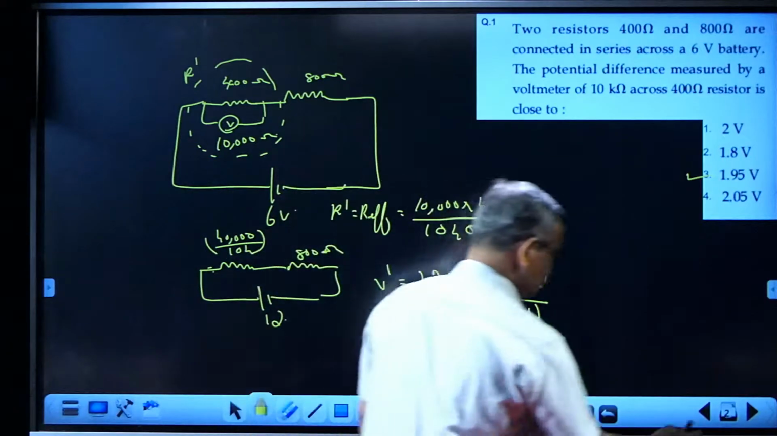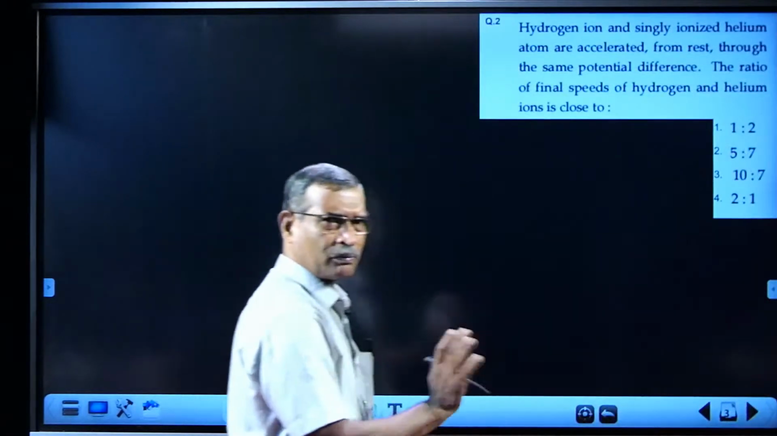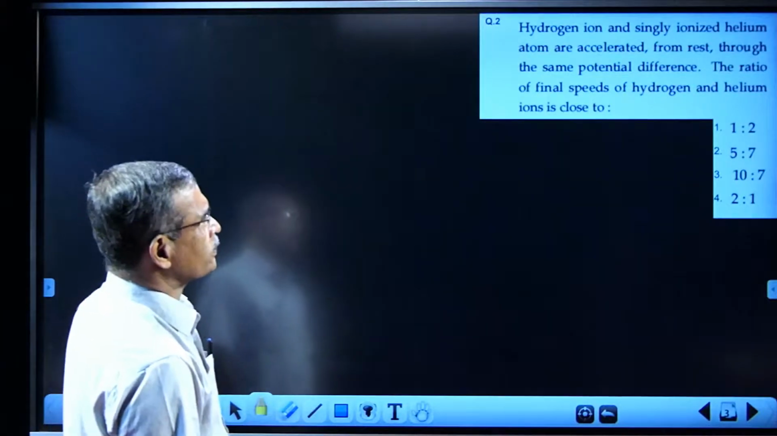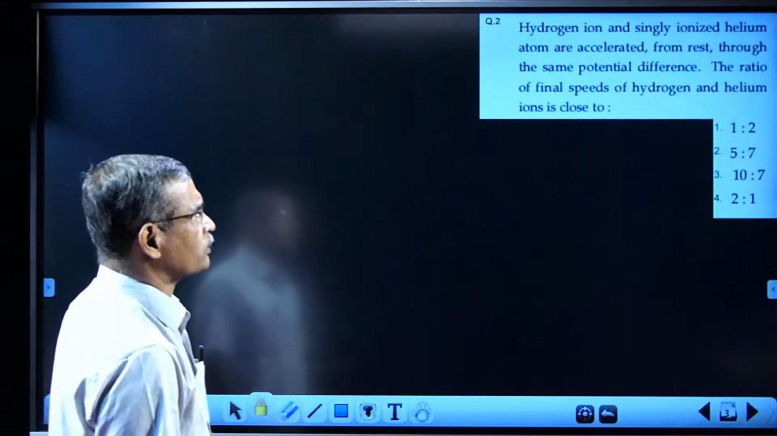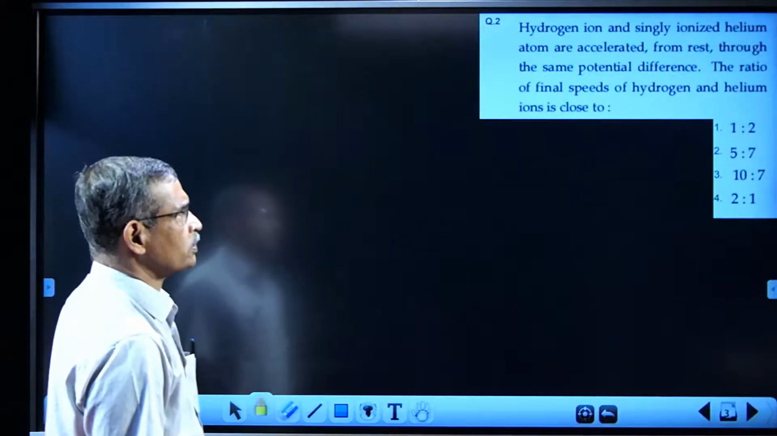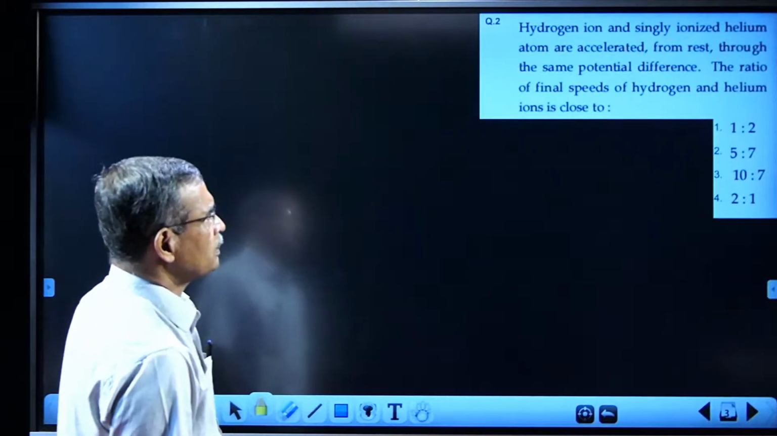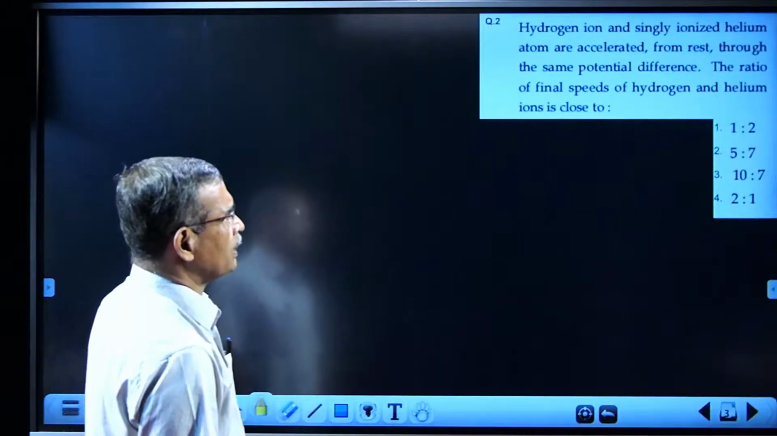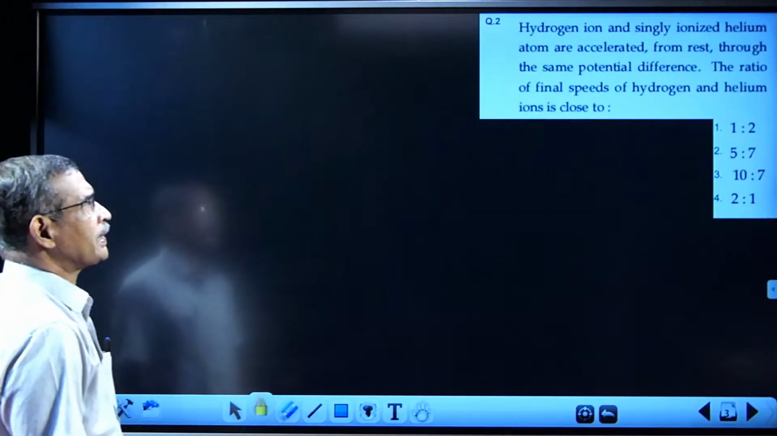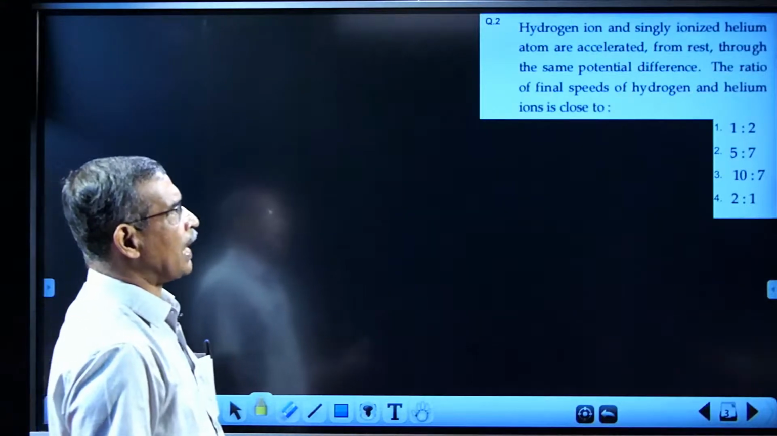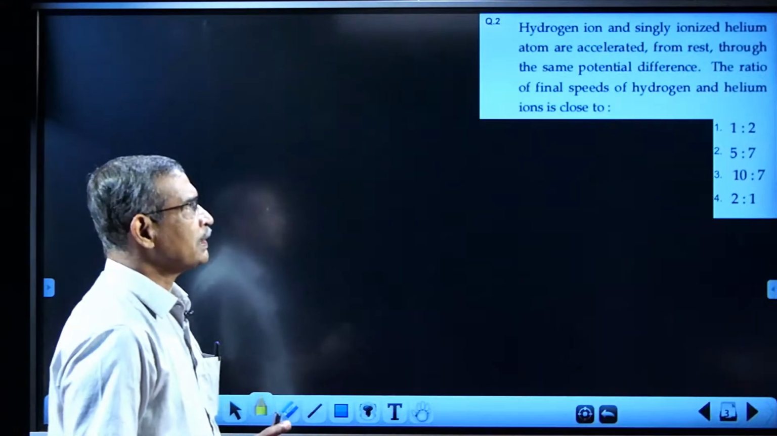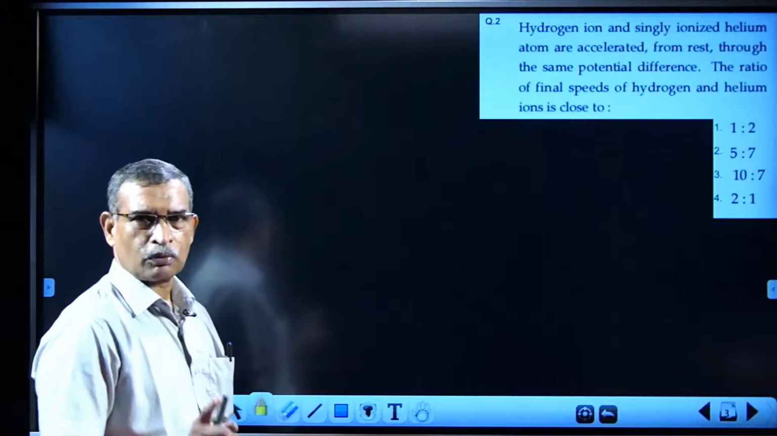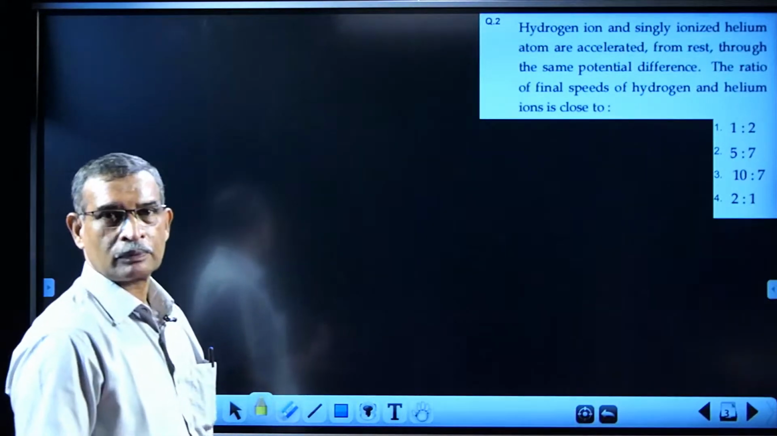Now, next question. And definitely a simple one. Hydrogen ion and singly ionized helium ion are accelerated from rest through the same potential. The ratio of the final speed of hydrogen and helium ion. Now, hydrogen ion and singly ionized helium ion mean the charge on both of them are the same.